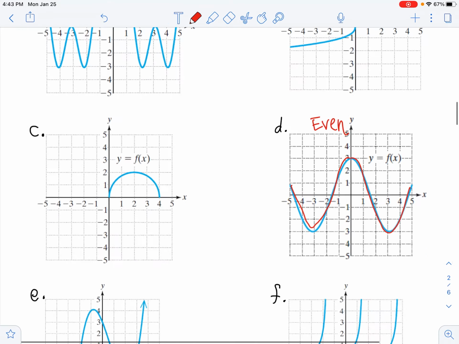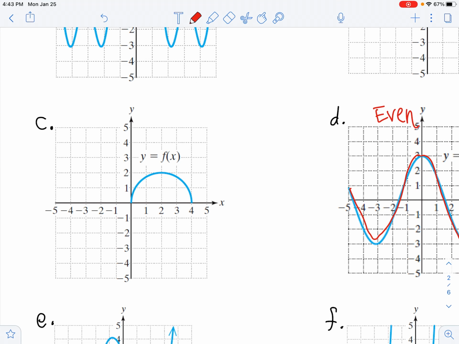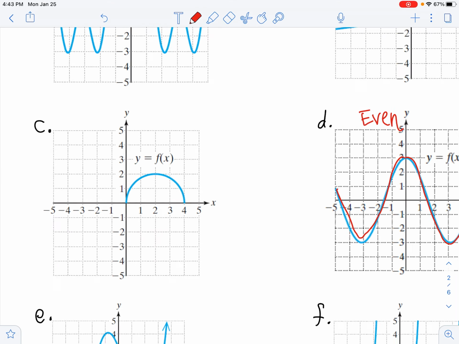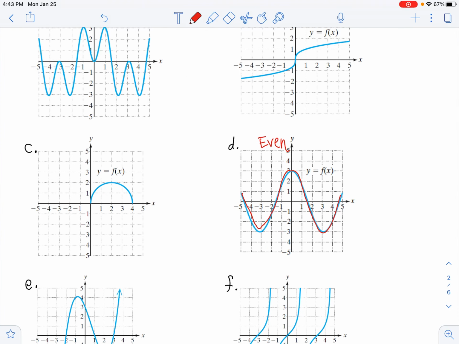C, I trick a lot of people with C. C is not symmetric about the y-axis. It is symmetric about the line x equals 2. But to be symmetric about the y-axis, what I should have is a graph that looks like another half circle like that. But we don't have that, right? So this is not an even function, and it's not going to be odd either.